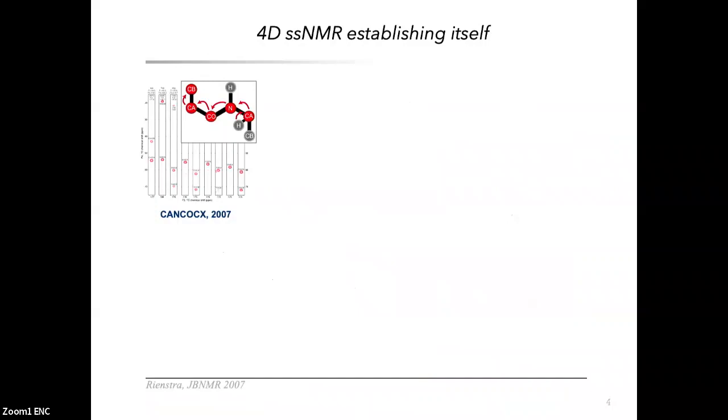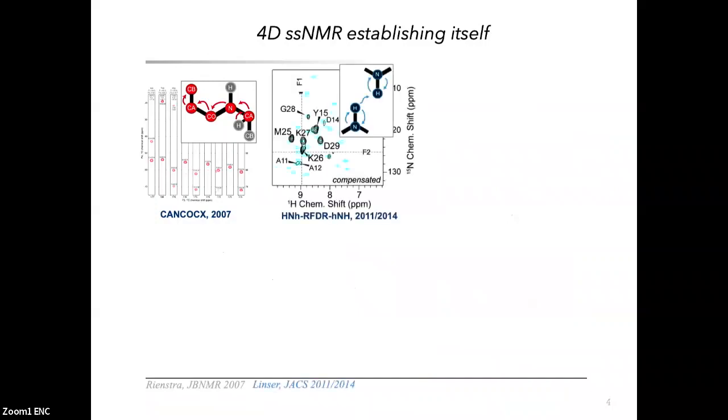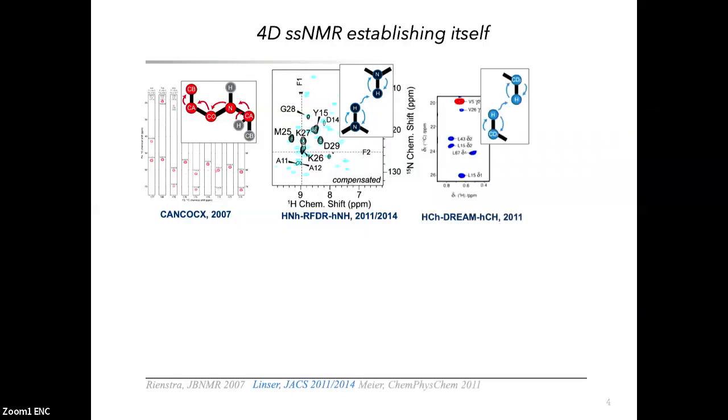So this is an early example by Chad Rienstra's group, but then we also have work that's closely related to what Lauren just talked to us about, the RFDR or whatever kind of mixing schemes that enable a transfer between one amide group and another amide group. In this case, also diagonal compensated or time shared experiments. Similar work was also done by Beat Meier's group, using in this case DREAM transfer between methyls.